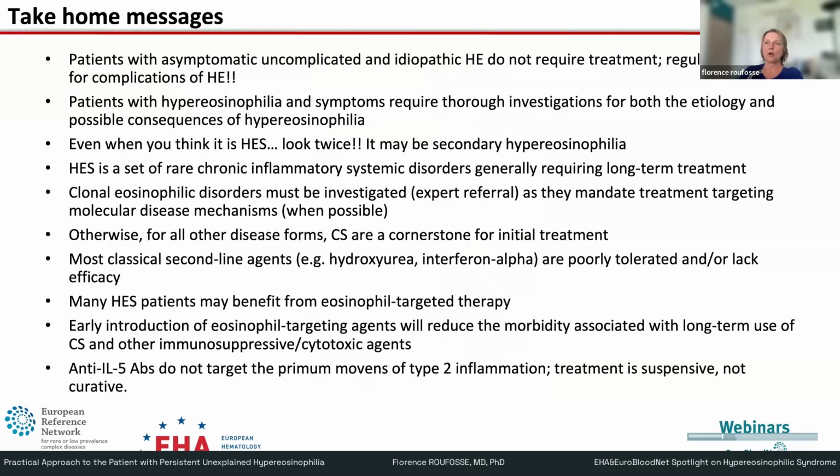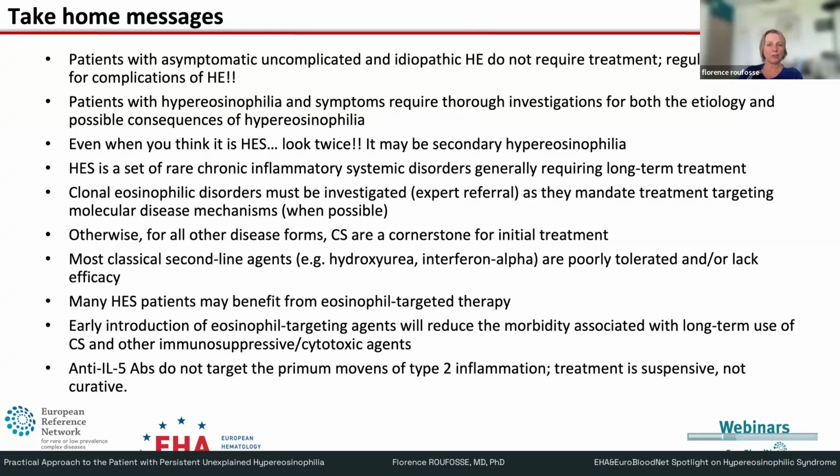I'll leave you with these take-home messages, which are basically a summary of what I already told you, but perhaps I can just point out a few different points. Just please also remember that some patients have asymptomatic hypereosinophilia. You need not treat them. I have a few patients like this. You just have to follow them over time. And if they develop complications, obviously you need to treat them very, very rapidly. But don't treat them just because you want to treat the blood test.